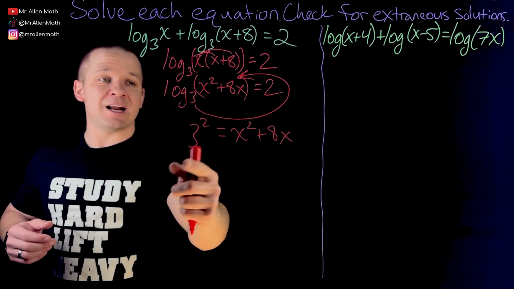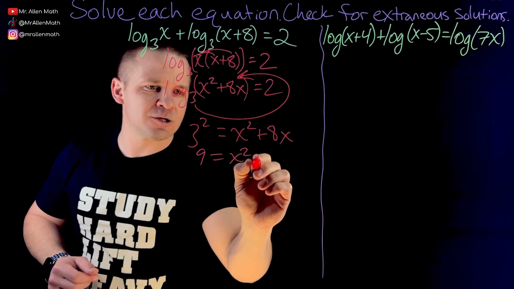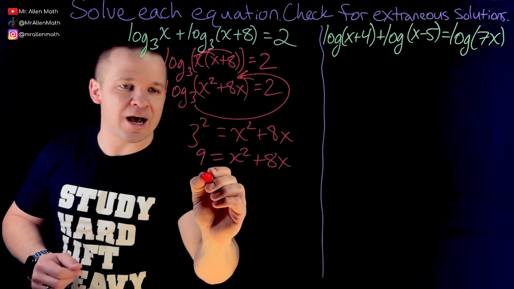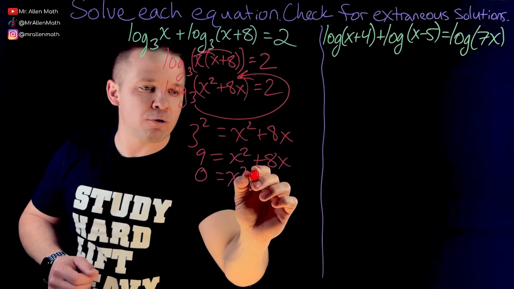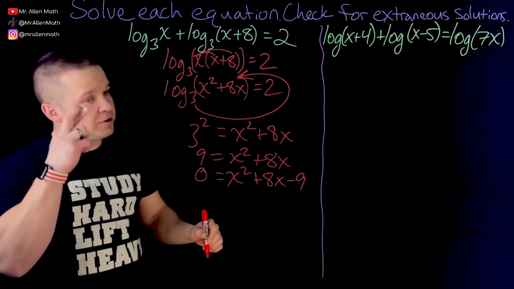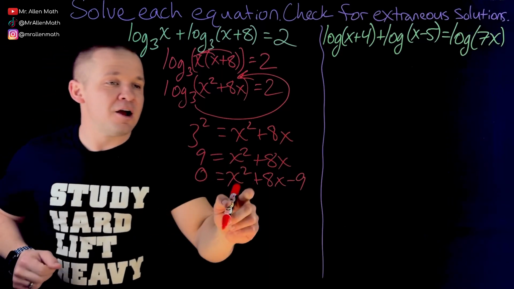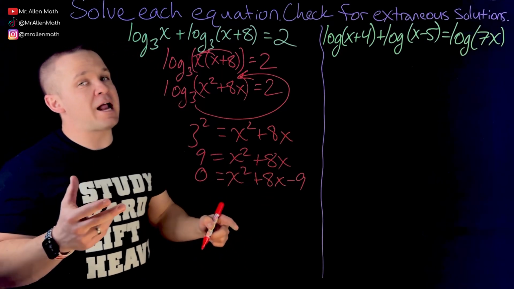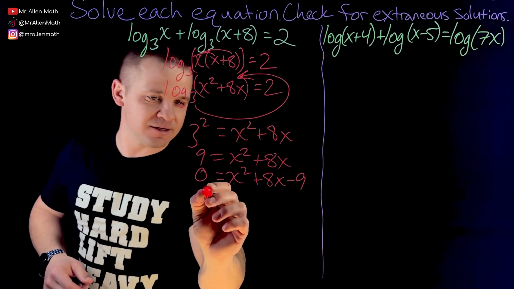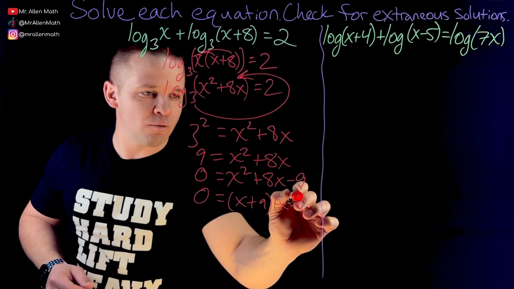3 squared is 9, and I'm going to rewrite this as 9 equals x squared plus 8x. Subtract the 9, and now it's equal to 0 because I have a quadratic, which means I'm going to need to factor this or use the quadratic formula. Fingers crossed, it is factorable, because otherwise you've got to bust out the big dog. Does anything multiply to negative 9 while adding to positive 8? Yes, it does. I have x plus 9 and x minus 1.